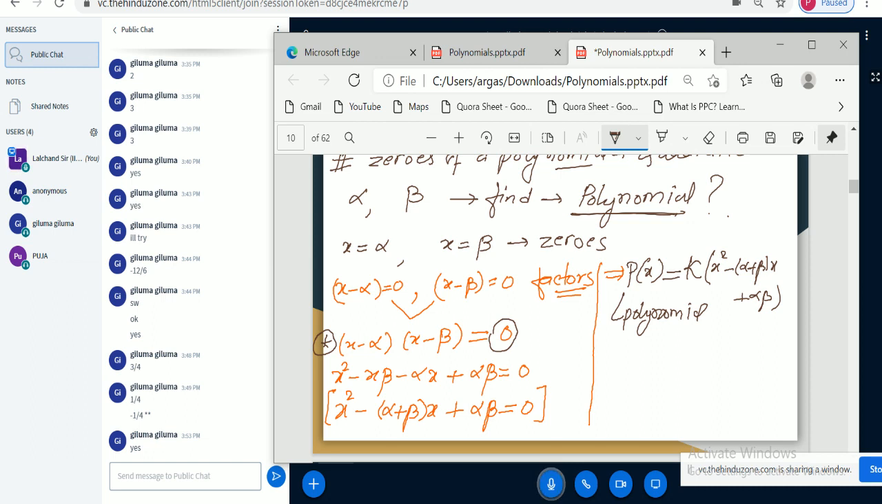So simply, to form the equation x square minus (alpha plus beta) into x plus alpha into beta equal to 0, we can also say x square minus S into x plus P equal to 0. S means sum of the zeros, P means product of the zeros. S means sum, P means product. Is this clear to you?